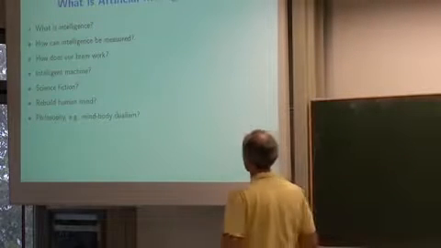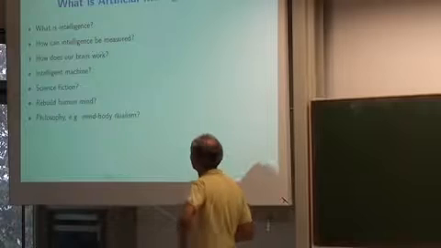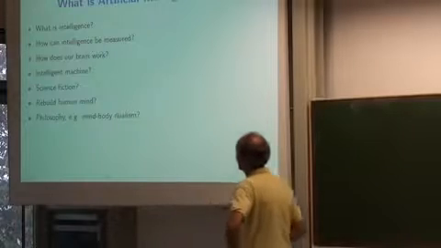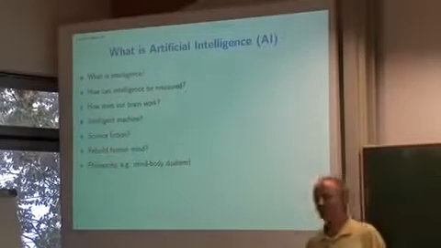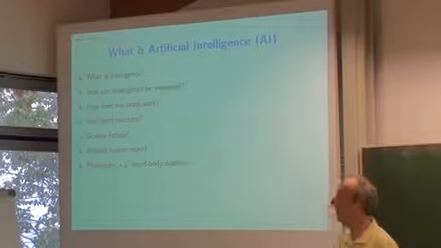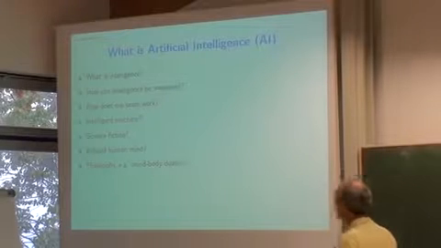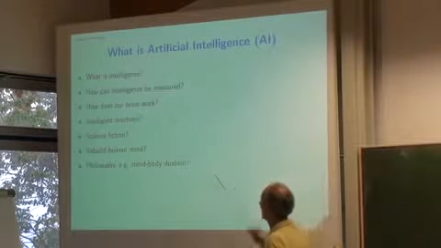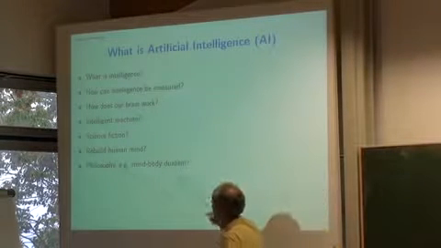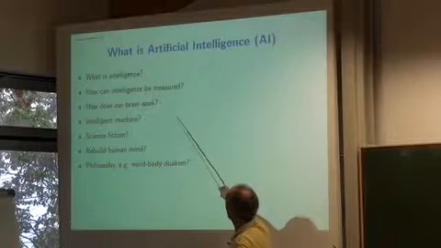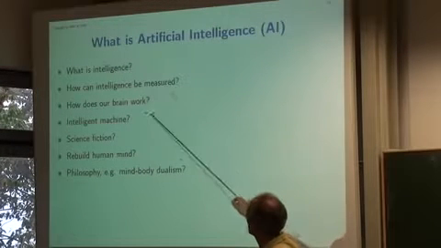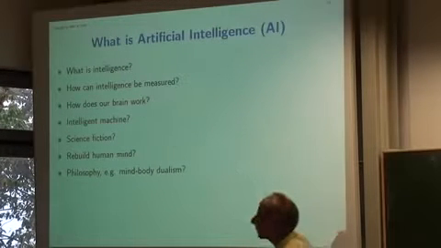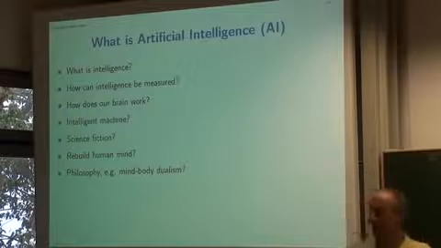Okay, what is artificial intelligence? So what is intelligence, is the first question. If we want to talk about AI, of course we need to know what is intelligence. So we will talk about what is intelligence a little bit. How can intelligence be measured? This will also be covered a little bit. How does our brain work? This is a pretty interesting question.